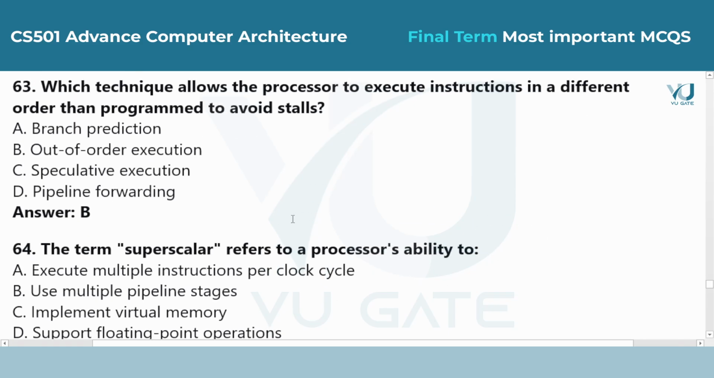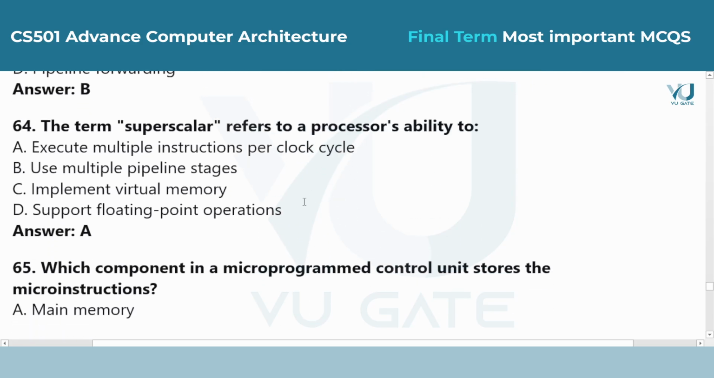63. Question: which technique allows the processor to execute instructions in a different order than programmed to avoid stalls? Answer: B. out-of-order execution. Concept: it improves efficiency by letting ready-to-run instructions jump ahead of those waiting for data.